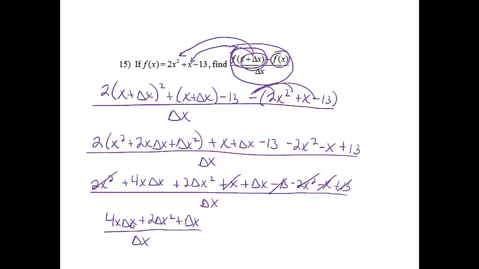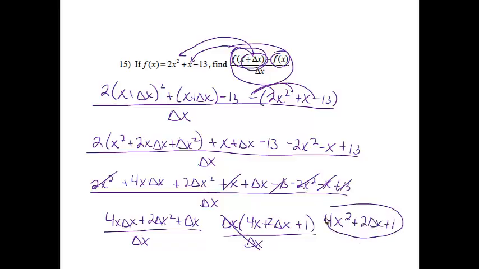I notice up top now I can factor out a delta x, and I will get 4x plus 2 delta x plus 1, because delta x goes into delta x one time, all over delta x. I can now cancel my delta x's, and I will be left with 4x plus 2 delta x plus 1. So as brutal as that was, that is my answer. And what should happen when you do this step right here, everything that doesn't have a delta x in it should always cancel out. Just a little FYI.